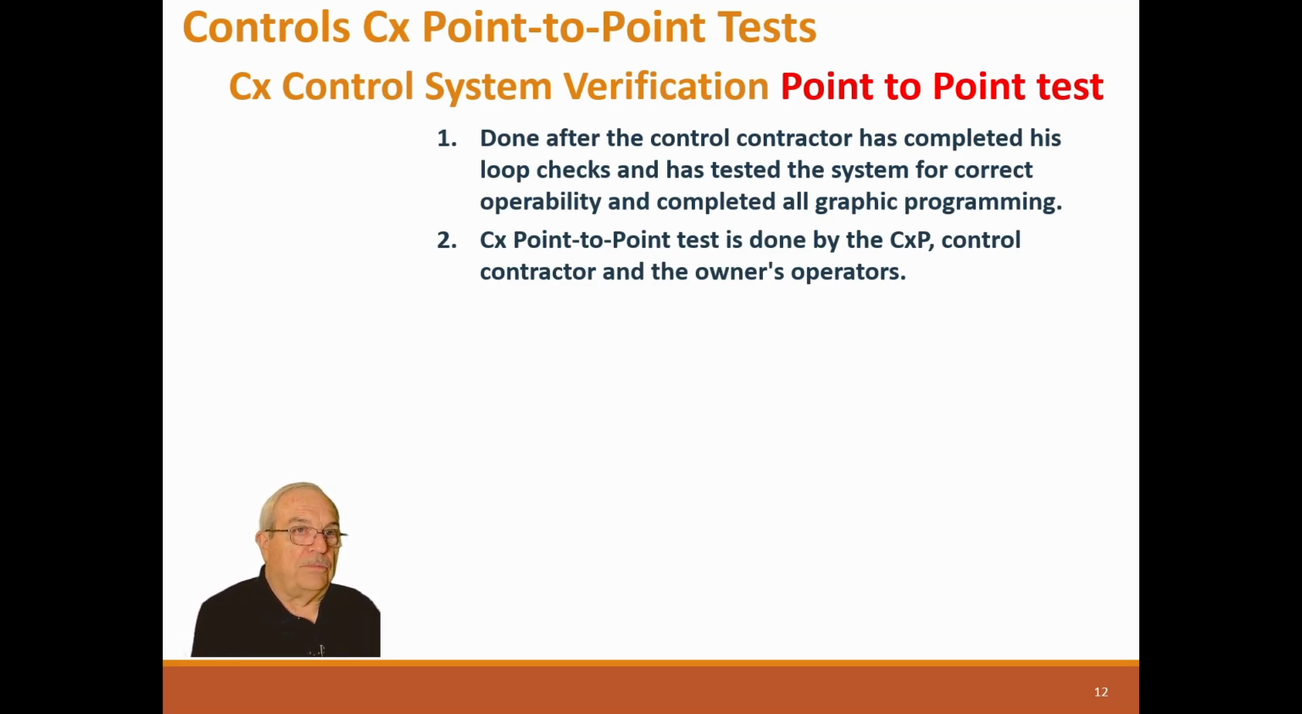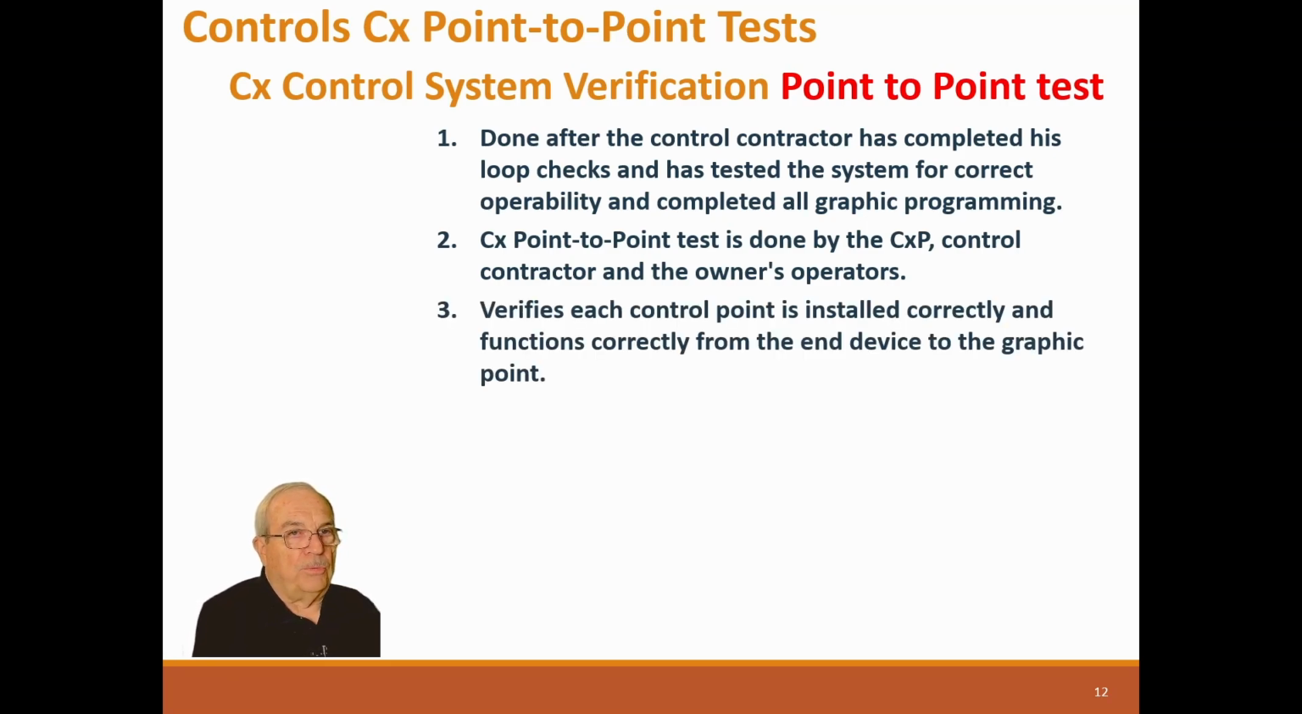The commissioning point-to-point test is done by the CxP, the control contractor, and the owner's operators. It's really important to try to get the owner's operators there to help. Not only does it save you manpower, but it's also a training event for them. It's really valuable for them to see all the systems, see where the points are, see what the problems were and what they weren't, because they need to do these point-to-points in the future when they're maintaining their system. We used to sell a lot of maintenance contracts, and in that maintenance contract was an annual point-to-point and calibration event.